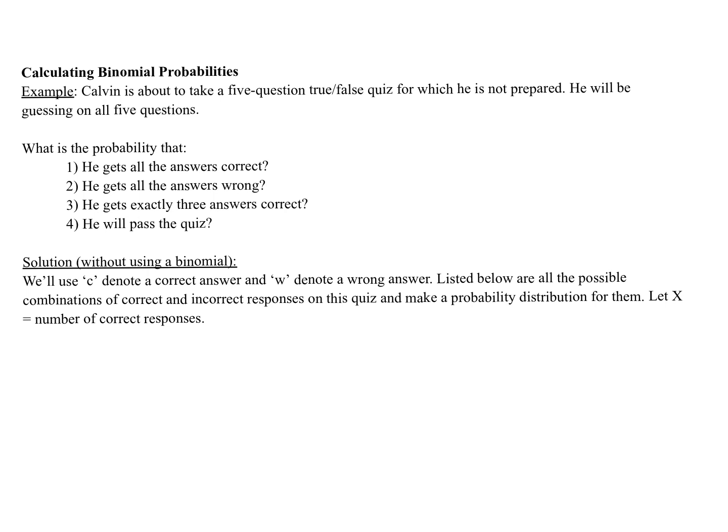So we want to figure out the probability he gets all of the answers correct, all of the answers wrong, exactly 3 answers correct, which would be passing in this case. So he passes because 3 out of 5 is 60%, and that he will pass the quiz, which is the exact same thing as number 3. So 3 and 4 are the exact same question.